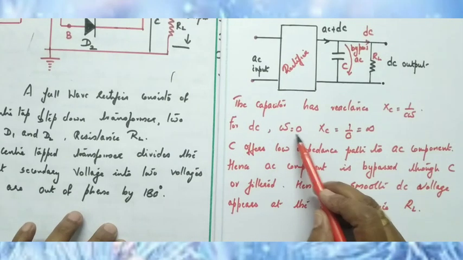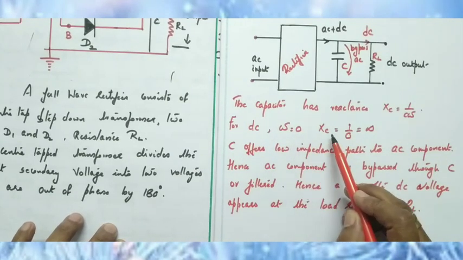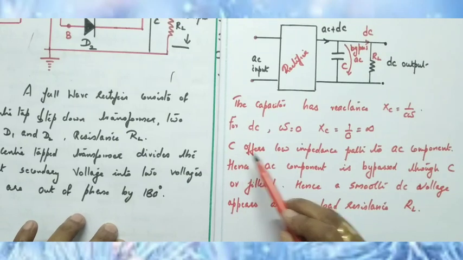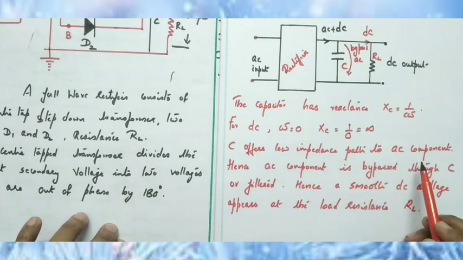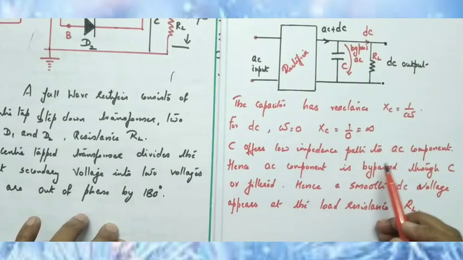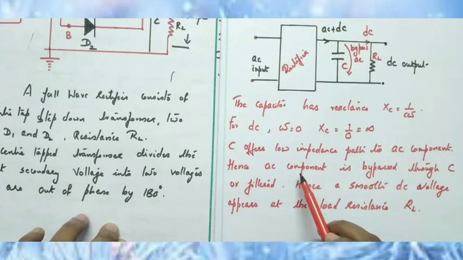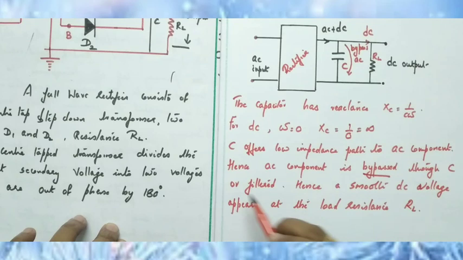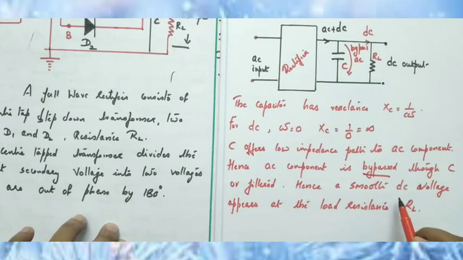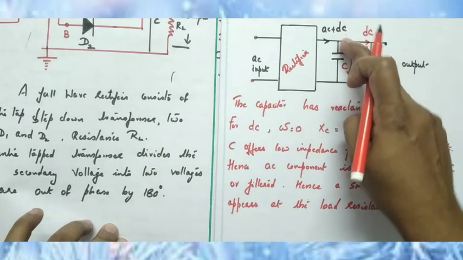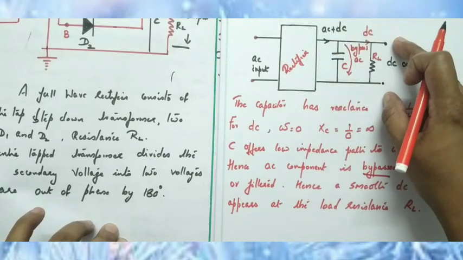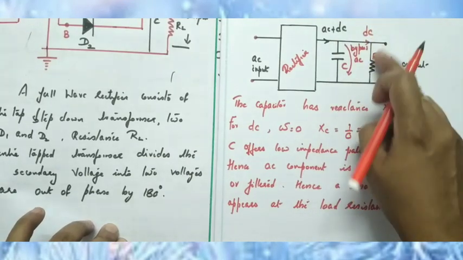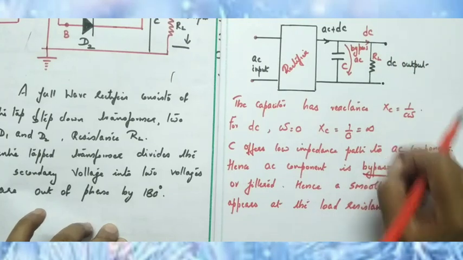For DC, omega equal to 0, frequency is equal to 0 and XC is equal to infinity. That is, the capacitor offers a low impedance path to AC. That means easy passage to AC components. Hence, the AC component is bypassed through the capacitor or filtered out. Hence, a smooth DC voltage appears at the load resistance. So, the capacitor bypasses AC and the DC passes through the load resistance. As a result, the output is a perfect DC.